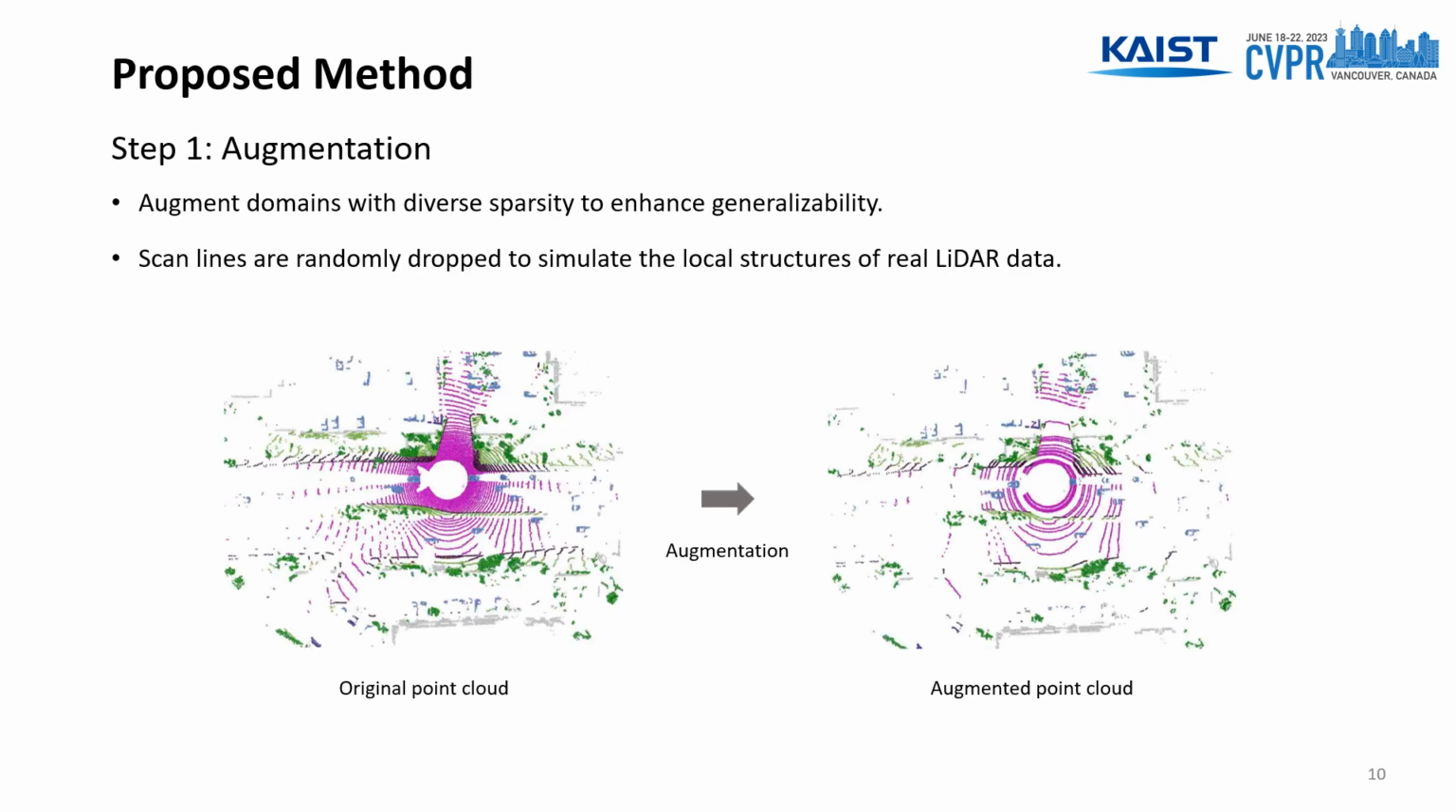But learning a model robust to domain gaps with a single source domain makes it difficult to learn domain invariant features. Therefore, the first step is to augment an additional domain to enhance generalizability. To achieve high performance in unseen domains with unknown sparsity, we augment domains with diverse sparsity. LiDAR scan lines are randomly dropped to simulate the local structures of real LiDAR data.